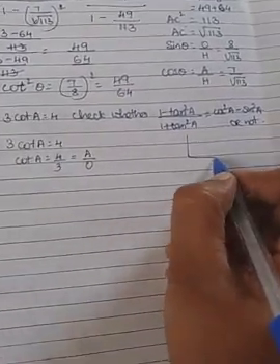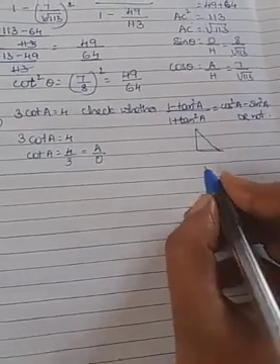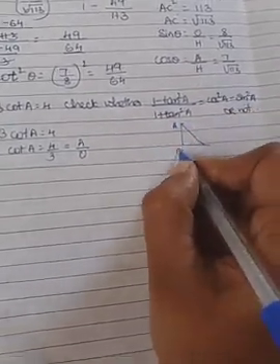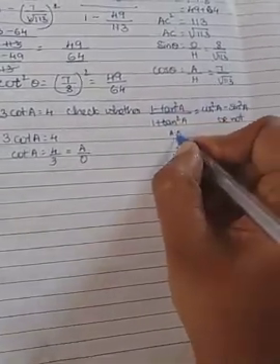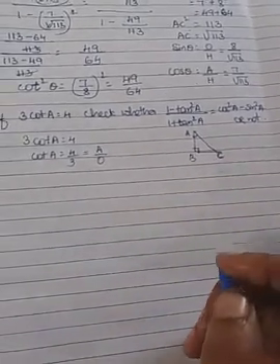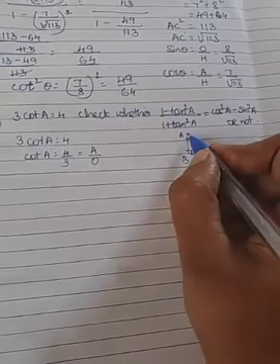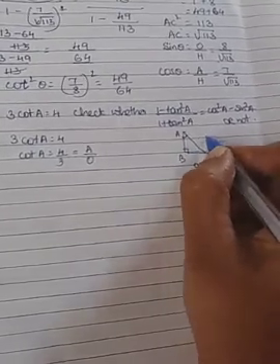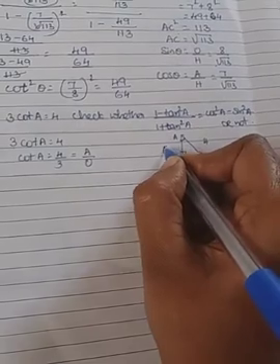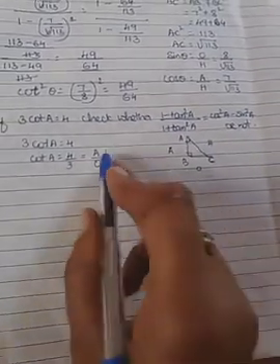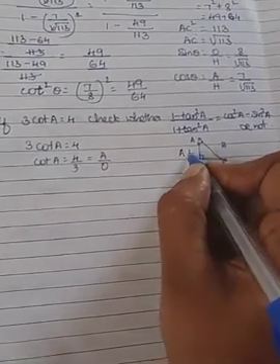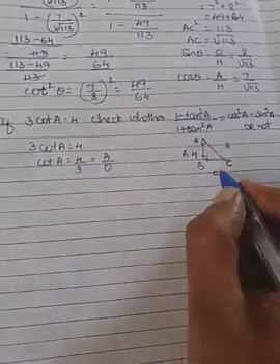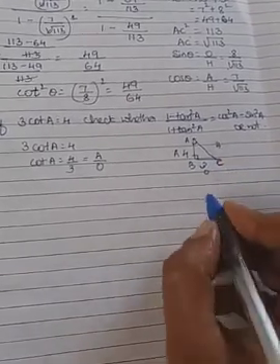So if we draw a rough diagram of a right angle triangle ABC, it is right angled at B, and since A is given, we take A as the trigonometric angle. This is the opposite side, this is the hypotenuse, and this is the adjacent side. Substituting the values, the adjacent is 4 and the opposite is 3. Then we want to find the hypotenuse.